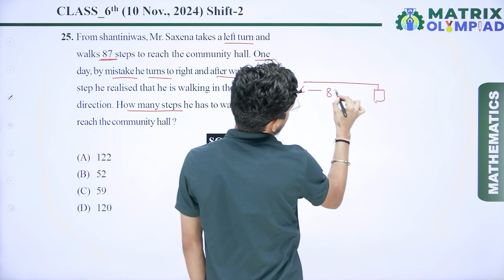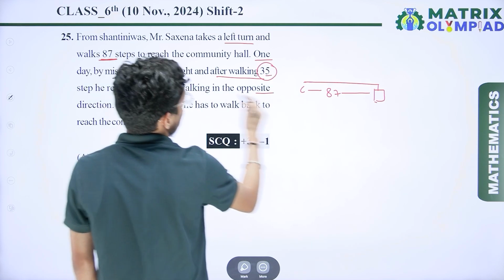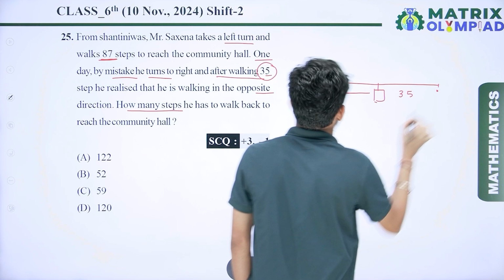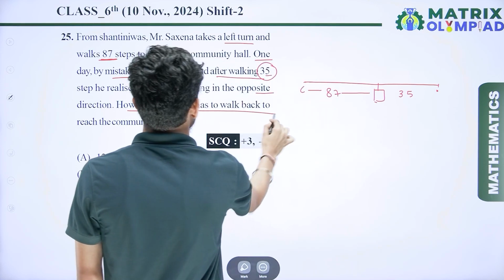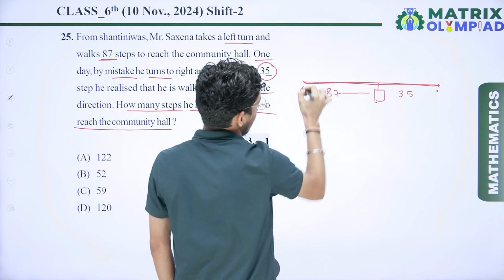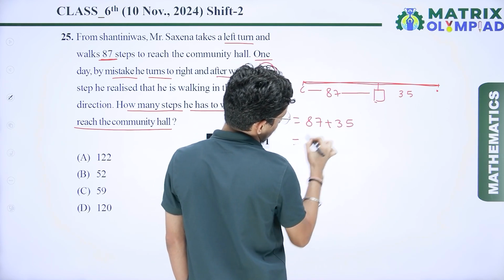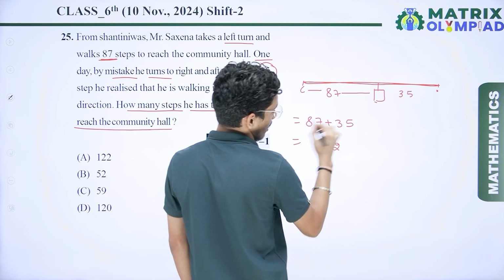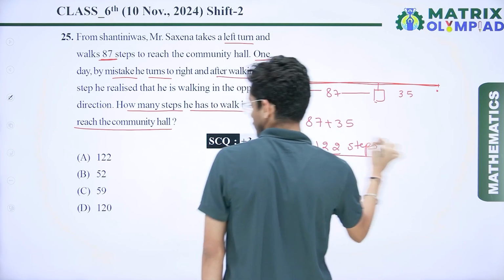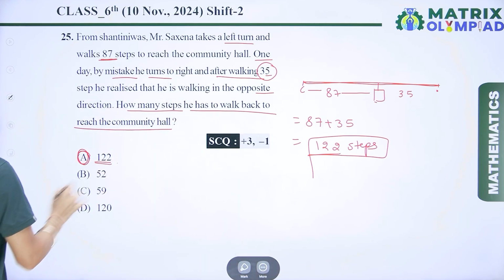So here that is the 87 steps, but one day he walked 35 steps, that is the right side. So the question is how many steps he walked to get back to the community road. If he starts from here, he needs a total of 87 plus 35. If I add here, 7 plus 3 is 12, carry 1, 8 and 1 is 9, 9 and 3 is 12, so 122 steps. So where is 122? Option A is the correct answer.